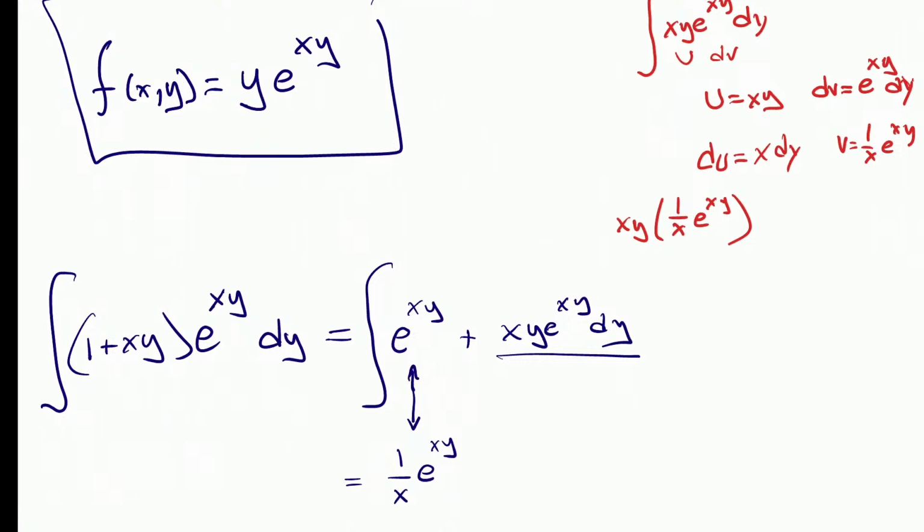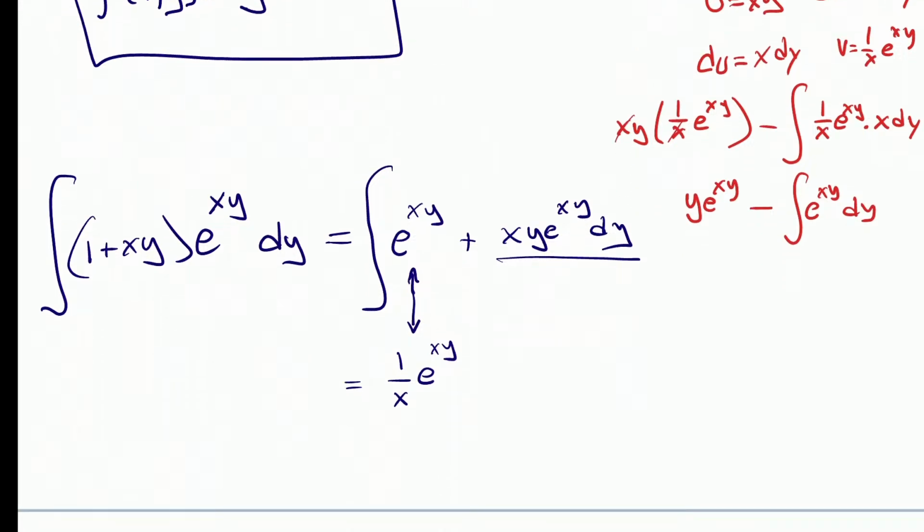So there's u times v minus the integral of v times du. So there it is, carefully written out. Let's go ahead and simplify things as much as possible. Of course, the x's are going to cancel here, so you have y e to the xy, and then this thing becomes just the integral of e to the xy dy, which we've done already. It's down there. So this will be the final answer.